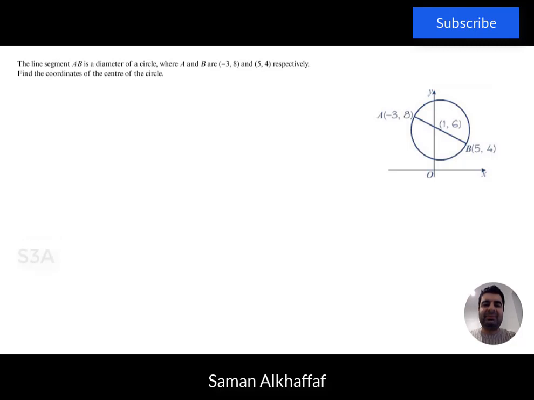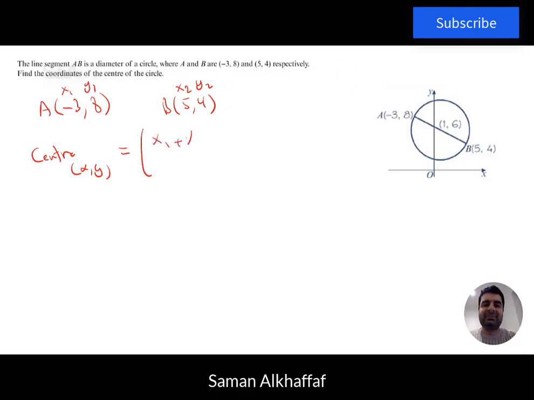So first we have a point which is (-3, 8), so that's x1, y1, and for B we have (5, 4), which is x2, y2. So for us to find the center coordinates, which is (x, y), we take x1 plus x2 over 2, and we have y1 plus y2 over 2.